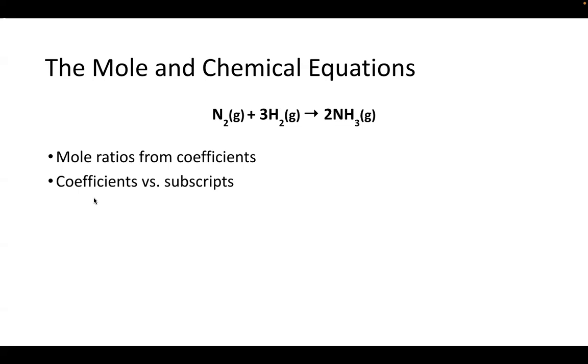The coefficients are the numbers in front. The subscripts are the low numbers, like N2, the 2 there, that is a subscript. That's not the same thing as the coefficient. The coefficients are the 3, the 2, and then there's an implied or understood 1 in front of N2, okay? Sometimes you'll see in some of the problems the term "in excess." What that means is we have more than enough of that particular reactant. So we're focused on the one that is a limited amount. We'll get into limiting reactant problems later in this unit or chapter. But in case you see that term, "in excess" means we have plenty of it, okay?